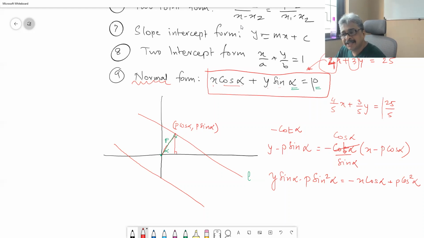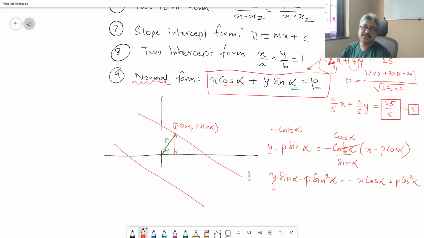And therefore, RHS is your distance from origin, which is equal to 5, which otherwise also, if you use the distance formula, you would get the absolute value of 4 into 0 plus 3 into 0 minus 25, divided by radical 4 square plus 3 square, which is your distance P, which is 5. Actually, we have done the same calculation here. That is what we divided by 5. So this and this are one and the same. We can always visualize this coefficient as cos alpha and sin alpha. And then the RHS would be the distance from origin. That is the very, very important use of this normal form.